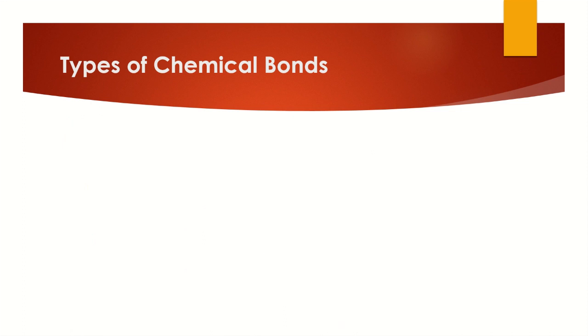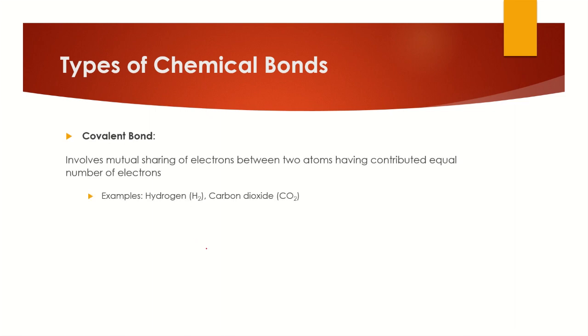Now the second type of chemical bond is covalent bond. Ionic bond involves transfer of electron. Covalent bond involves sharing of electrons. So if there is sharing of electrons, that bond is called covalent bond. Examples we have already looked at, that is hydrogen, H2 molecule, and another one is carbon dioxide molecule.